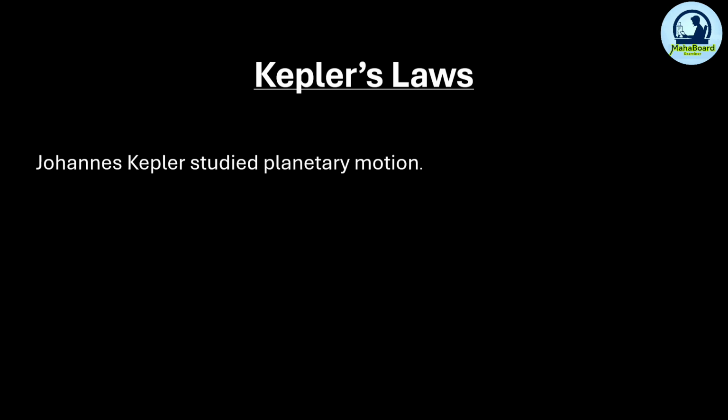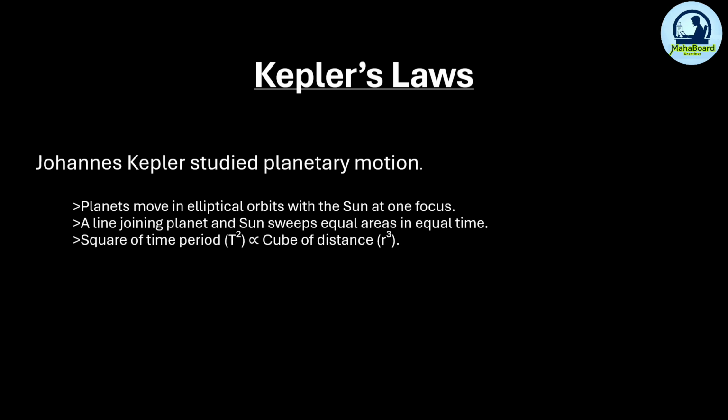Before Newton explained gravity, a scientist named Kepler studied how planets moved around the sun. He gave us three important laws of planetary motion which help us understand the path and speed of planets. He said, planets move in elliptical orbits with the sun at one focus. The line joining the planet and the sun sweeps equal areas in equal time. The square of the time period is directly proportional to the cube of its distance. So as I said, these are the three laws of Kepler.